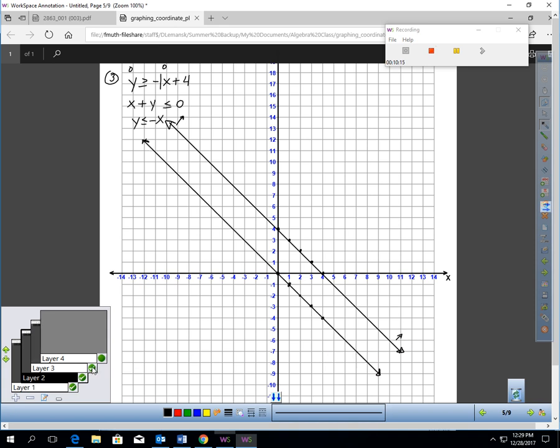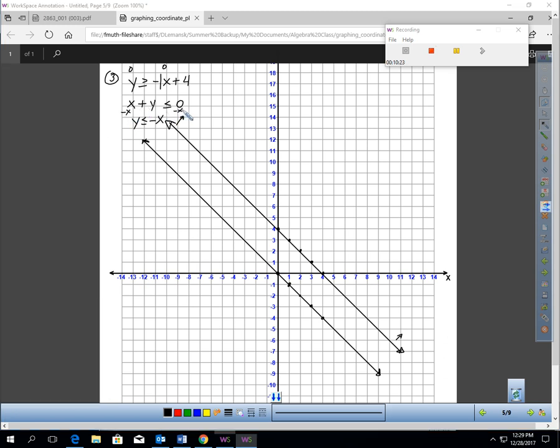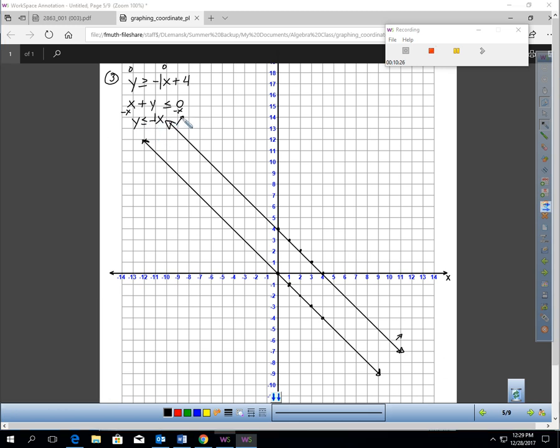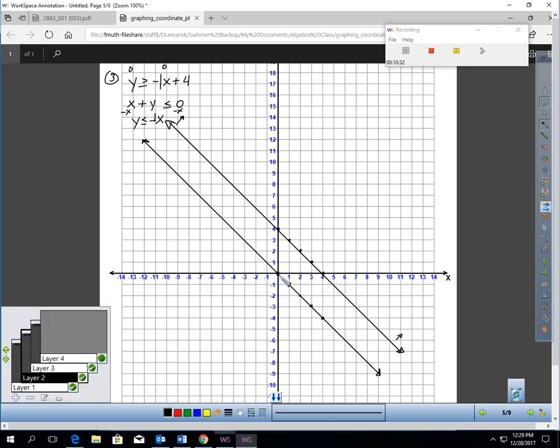Okay? So I'm just making a little note. Okay, now for my second inequality, x plus y less than or equal to 0. I'm going to take away x from each side, so y is less than or equal to negative 1x. So this has a y-intercept of 0 and a slope of negative 1. So here's my y-intercept of 0. I'm drawing it, down 1 over 1. And again, I need another bold line.